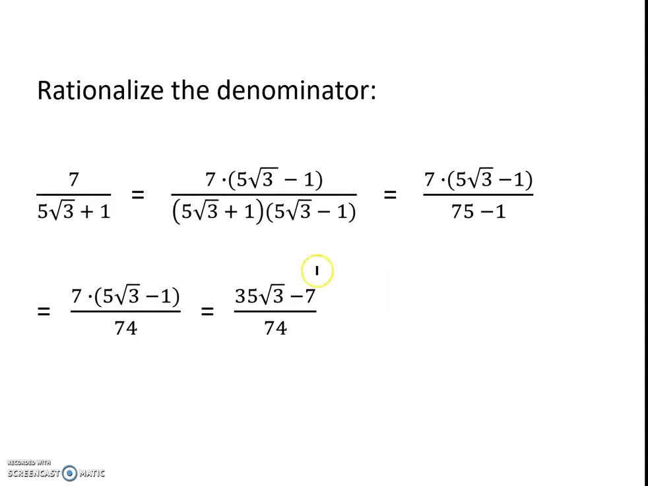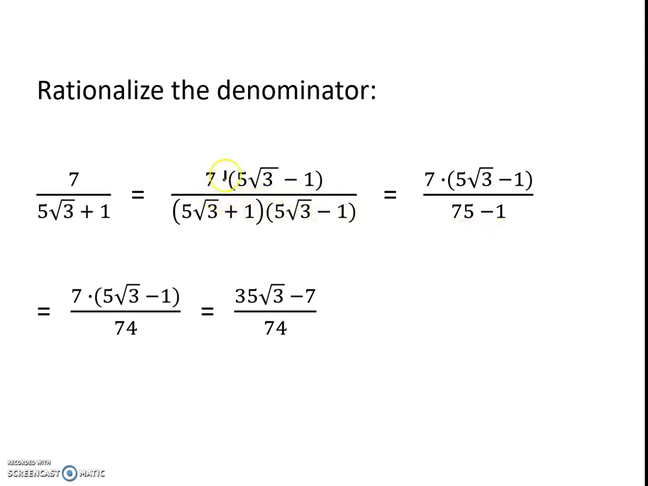Continuing to rationalize the denominators, we have 7 divided by 5 radical 3 plus 1. When you see something like this, you multiply by what we call the conjugate, which is the same stuff, only with a minus sign. The reason why we do that, when we FOIL this, we do not get a middle term. It goes away. And we're left with simply 5 squared times 3, which is 75, minus 1 for the denominator.